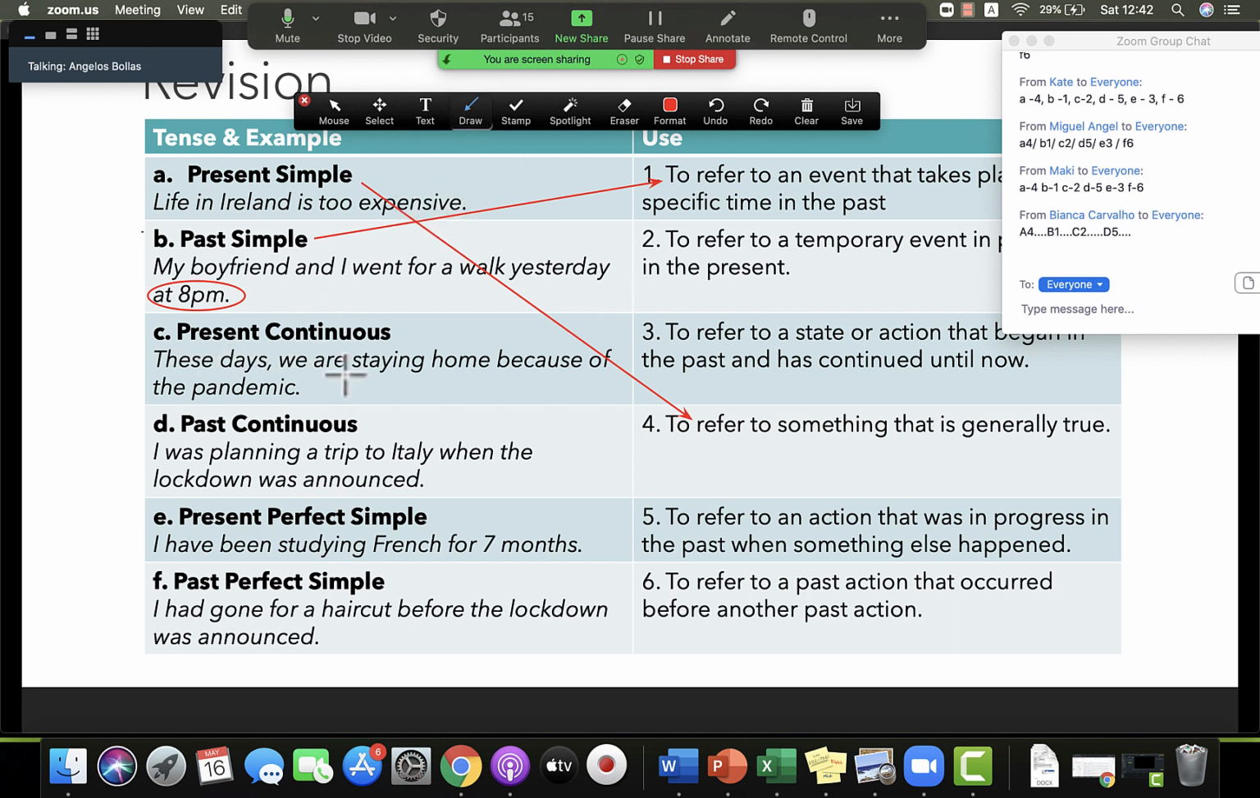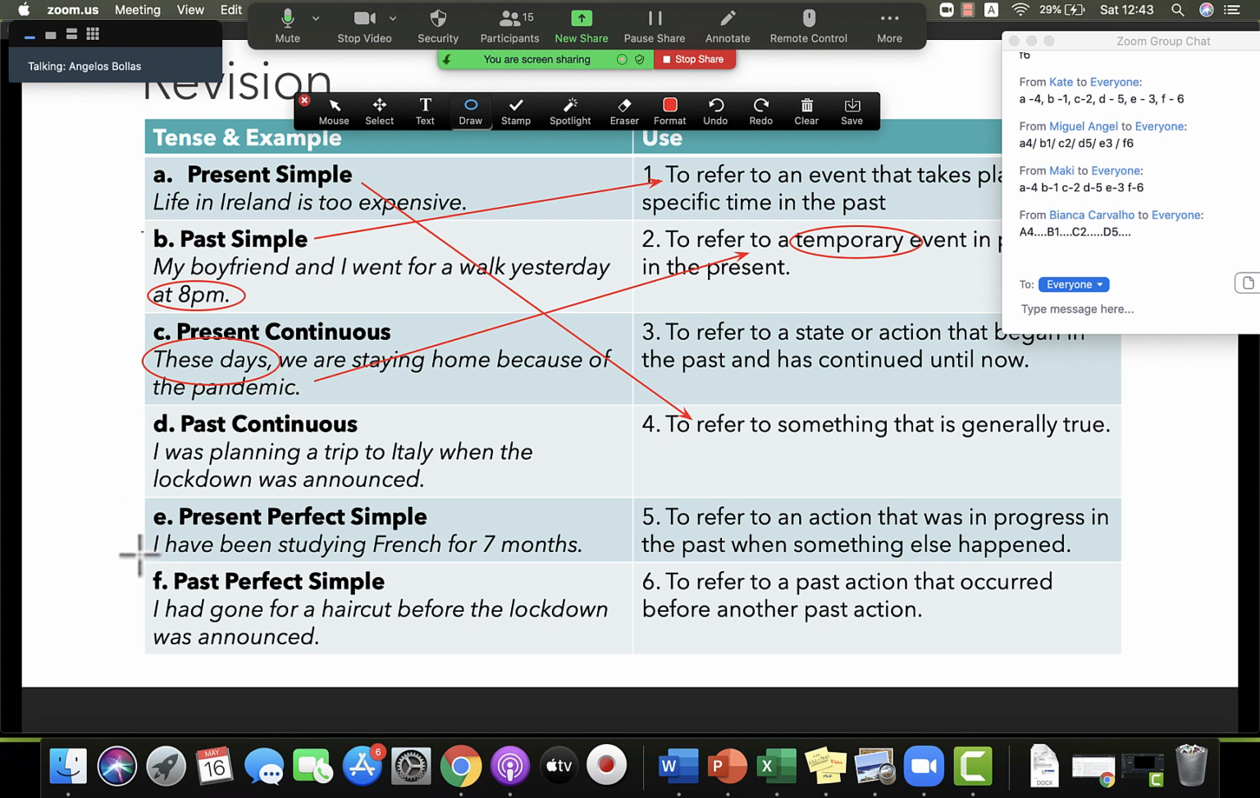Present continuous. These days we're staying home because of the pandemic, and you all said C is 2. Very good. Important keyword here, temporary. And what is the word or the phrase here that says that this is temporary? These days. Exactly, these days. It's not always true, but it is true for the present time.